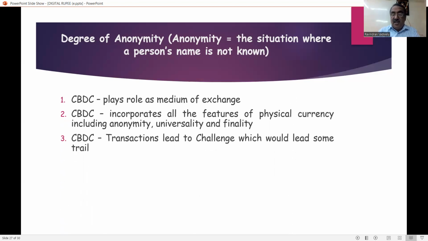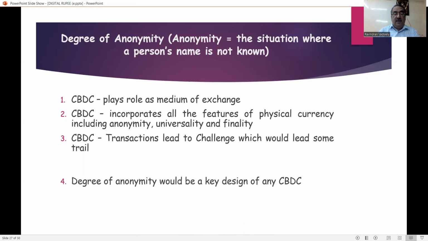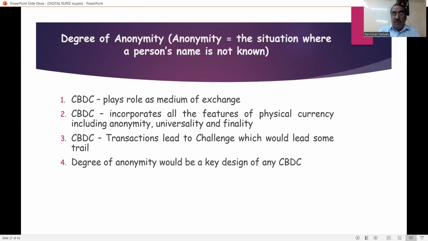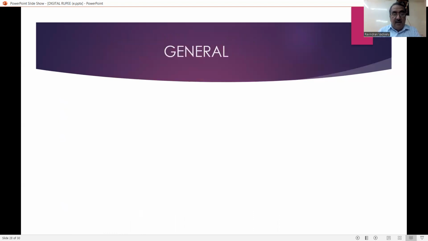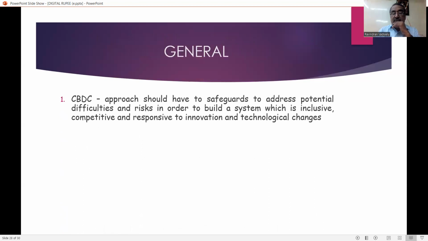And the transaction could lead to challenges, which would lead to some trial. It's only a trial. And degree of anonymity would be the key design of any CBDC. For small value transactions, anonymity associated with physical cash may be a desirable option with reference to CBDC, that is digital rupee retail. And in general, we have seen all the 5 techniques. Now we are going to see the general approach of CBDC.